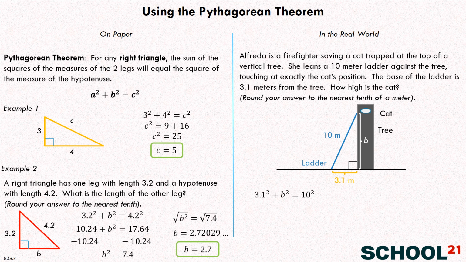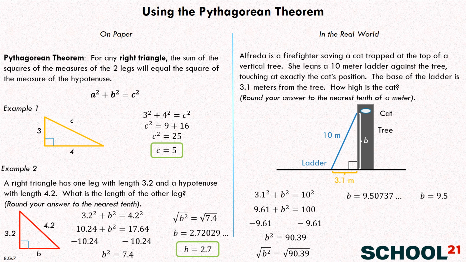We just square 3.1 to get 9.61, and we square 10 to get 100. Now we want to get b squared by itself, so we'll subtract 9.61, and b squared then is 90.39. You probably want to use a calculator for this next step, which is to take the square root of both sides. On the left-hand side, the square root of b squared is just going to be b. And when you use your calculator, the square root of 90.39 is 9.50737, and it keeps going on for a long time. But the problem asks us to round to the nearest tenth of a meter, so we can say that b equals 9.5.